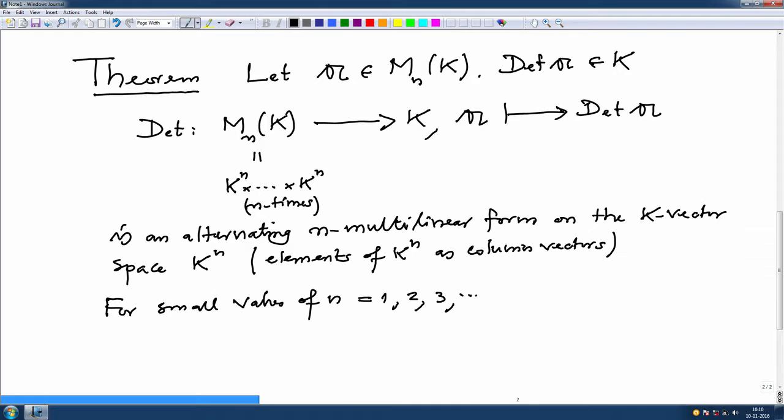I want to check this a little bit. For example, for n equal to 1, it is a 1 cross 1 matrix, so the matrix is just A11. If you see the formula, the summation is running over S1, permutations of the letter 1, but there is only one permutation of the letter 1, that is the identity, and therefore the summation will have only one term. The sign of the identity permutation is 1, therefore the determinant is nothing but A11.